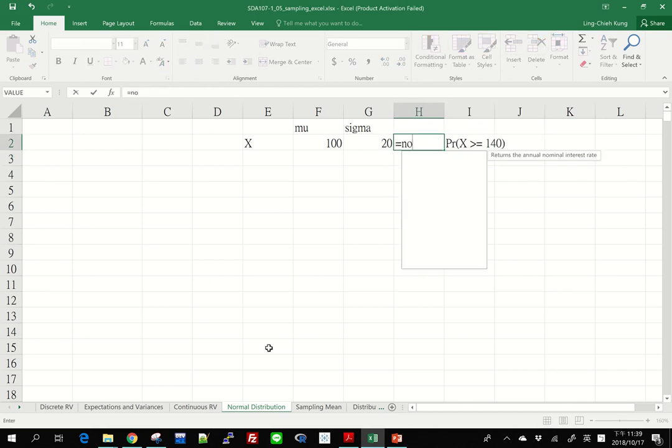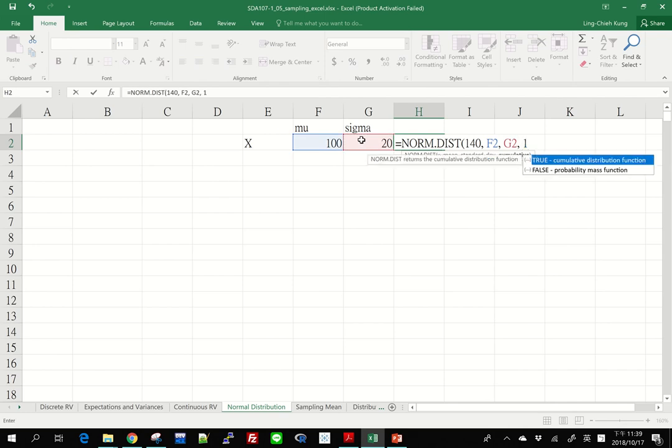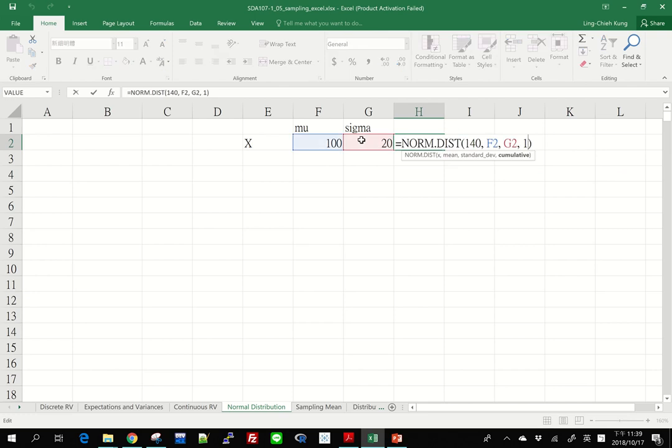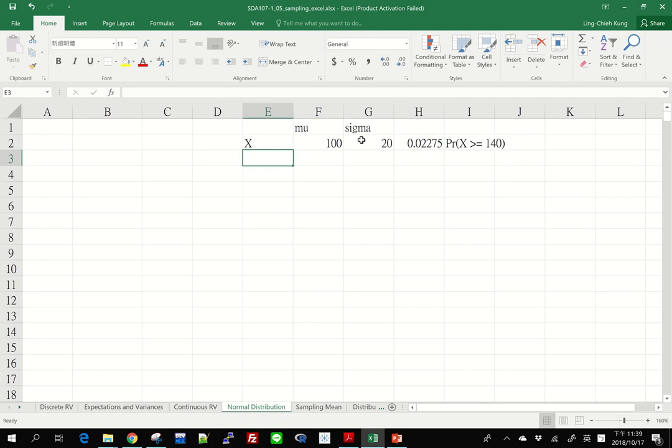So, NORM.DIST. My x is 140. Mean is here. Standard deviation is here. And in any case, I'm going to put 1 here, because this is talking about greater than or equal to. So I'm going to use 1 minus that left tail probability. That's 0.22 percent.